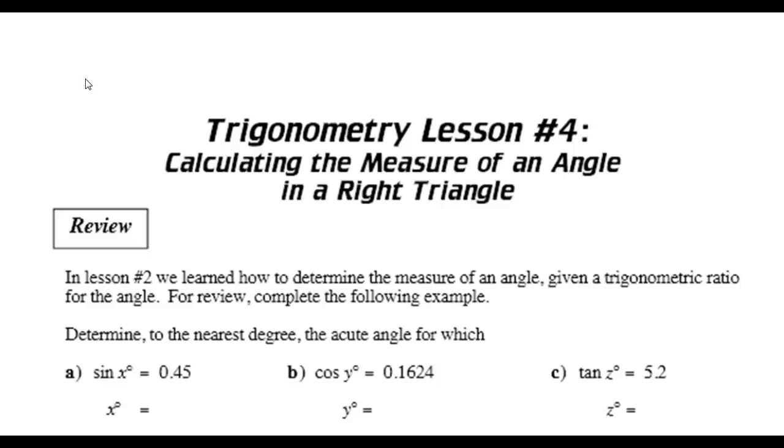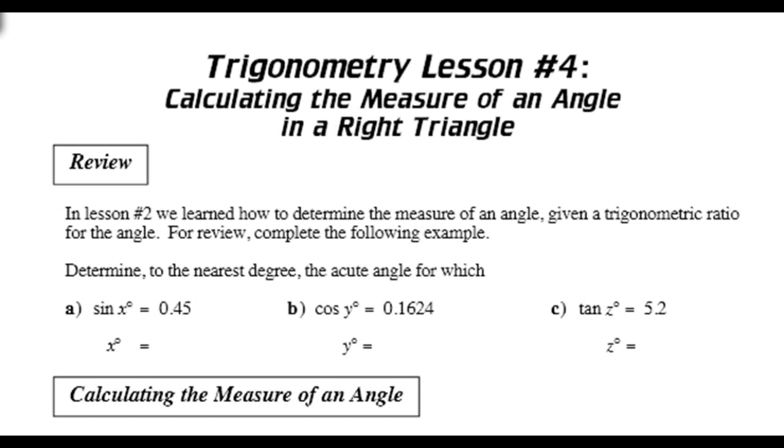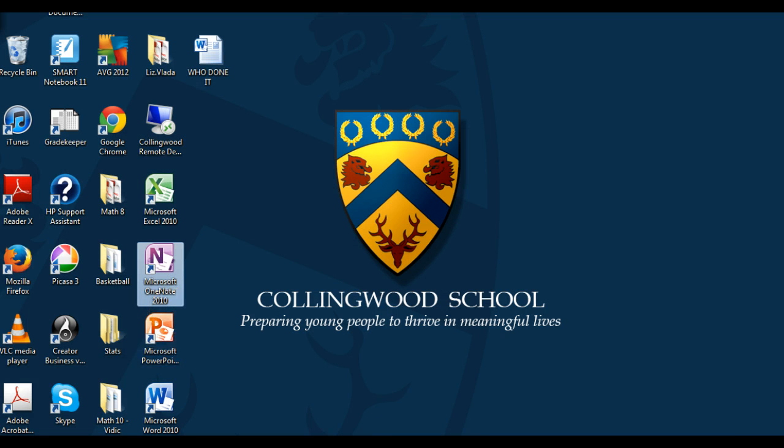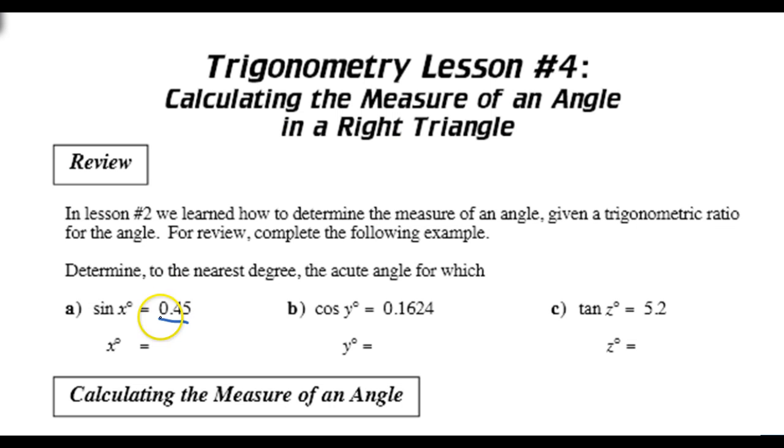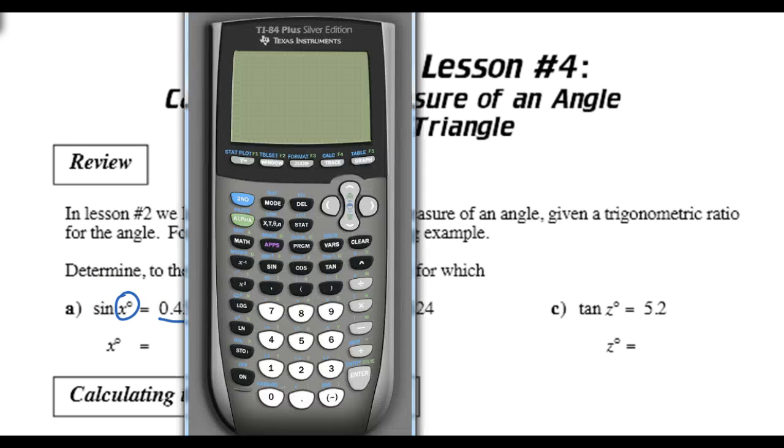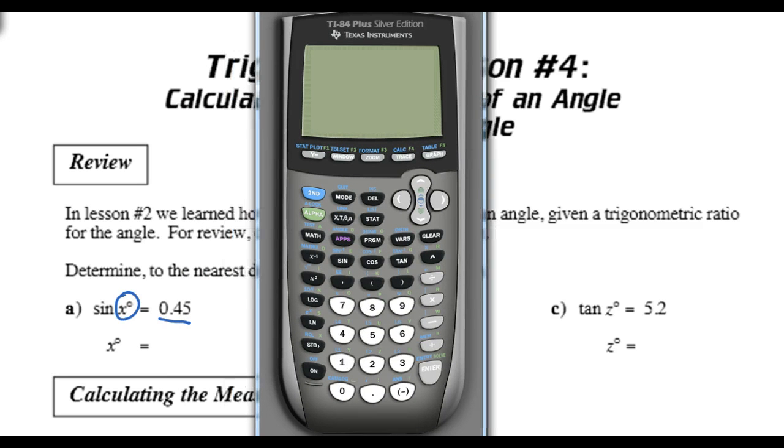Our trig unit. We're going to be looking at calculating angles today when we're given the sides. So before we jump into it, let's look at the review first of all. When we're given a ratio, such as in this case over here, and we're looking for the angle, remember, on your calculator, you have to go inverse sine in order to get the angle.